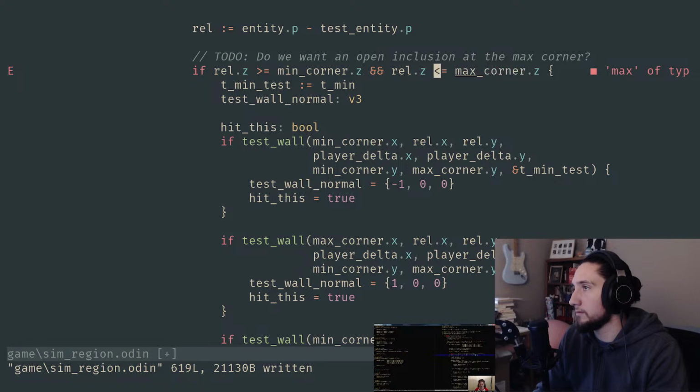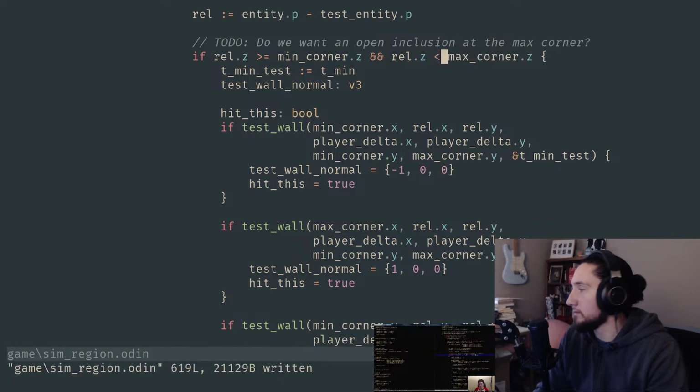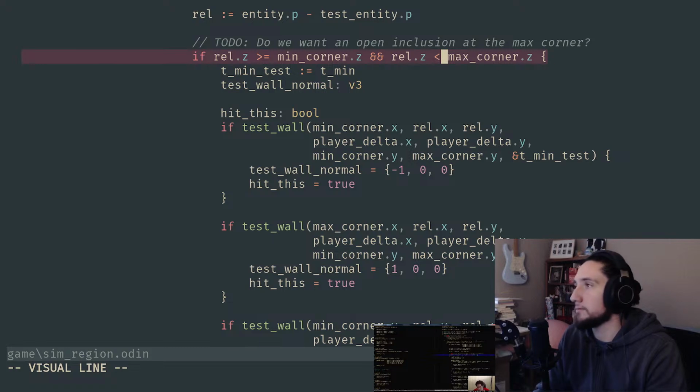And so I'm going to put that off till when we do the collision detection full pass, because at this point I really just don't know what it is that we would want to do there. We'll have to think about it.